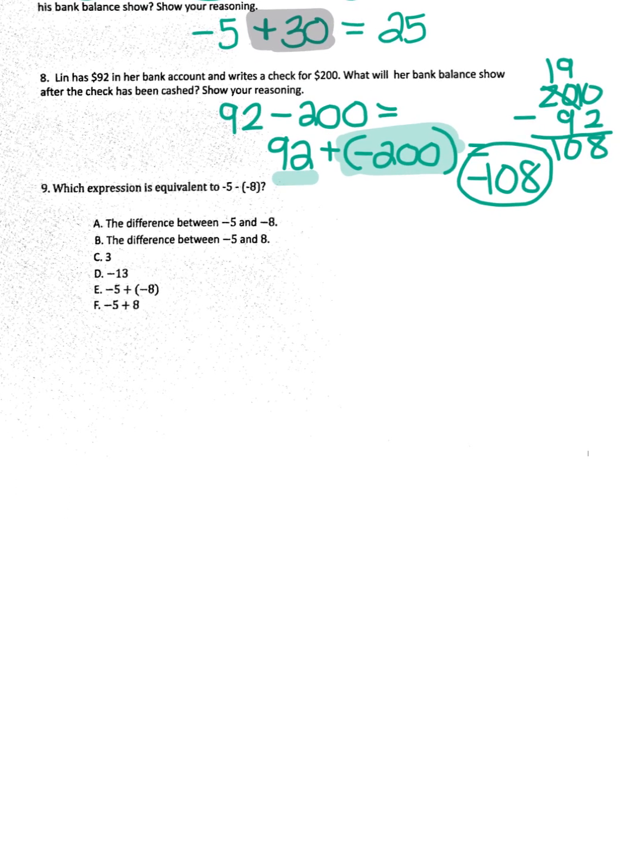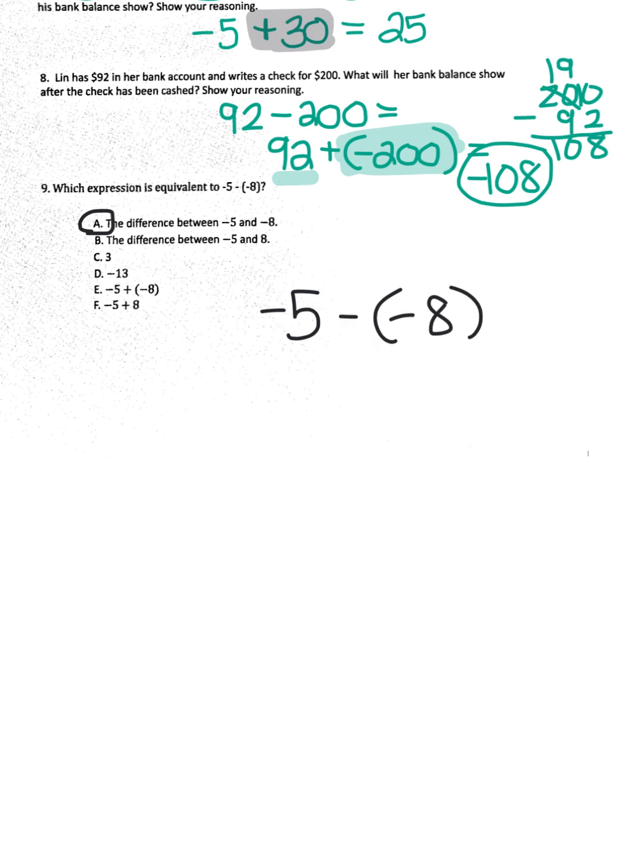All right, number 9, which expression is equivalent? I'm going to write it below so that we can all see it nice and big. -5 minus -8. That's what it says. I'm subtracting, and when I subtract, it's finding the difference. So definitely A. I'm subtracting -5 and -8.